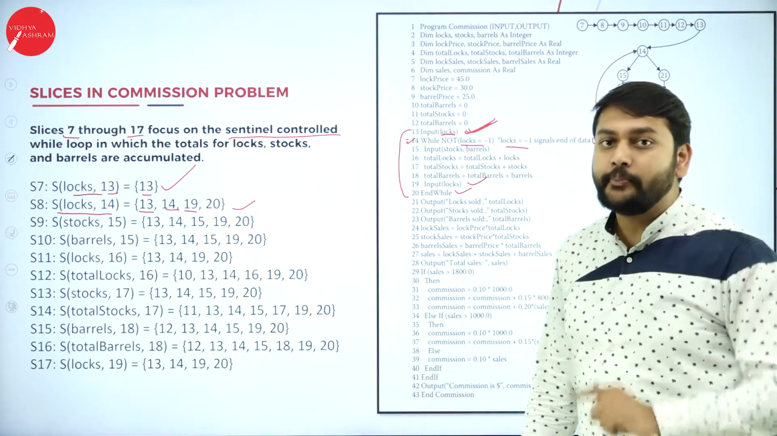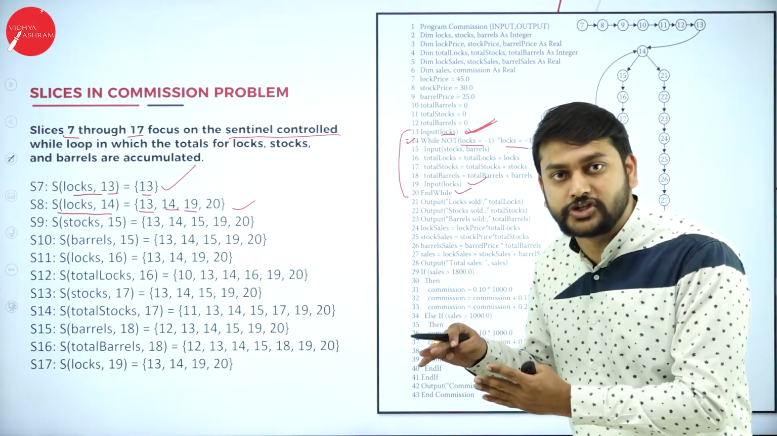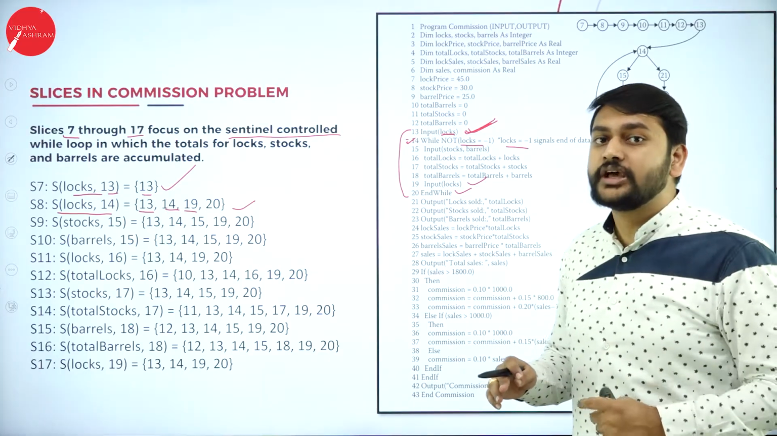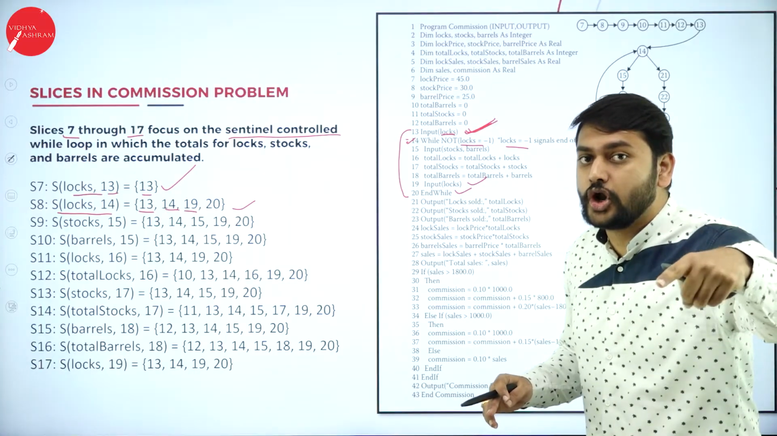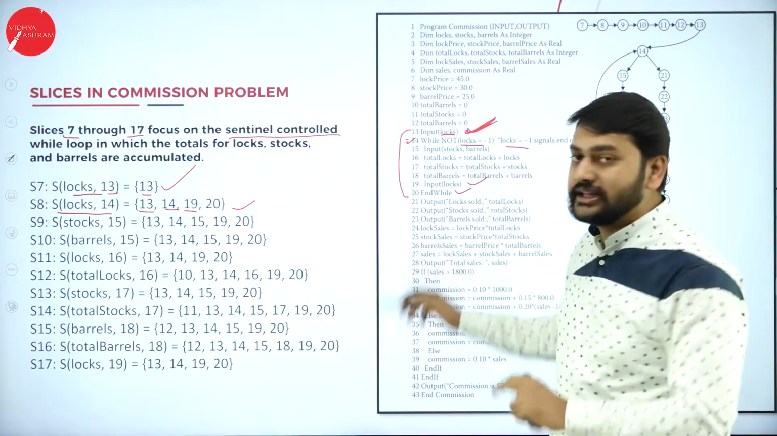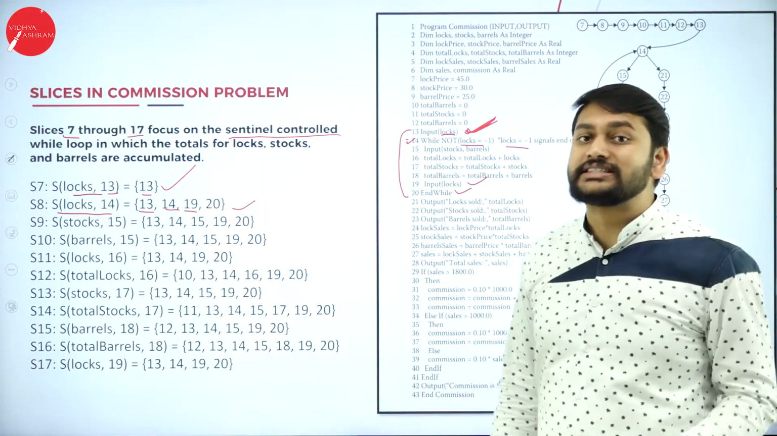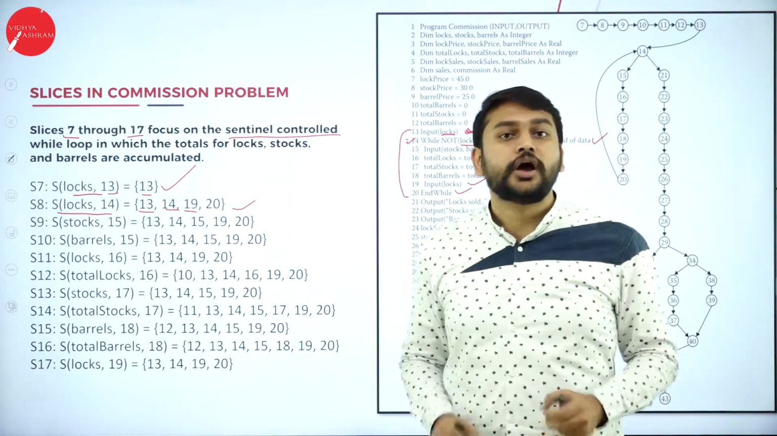This is one slice that I have done with respect to the logs. So how many slices have I done with respect to the logs right now? Two. The first one is this, and the second one is 13, 14 and 19, 20. So that is the second slice that I've done with respect to the logs.